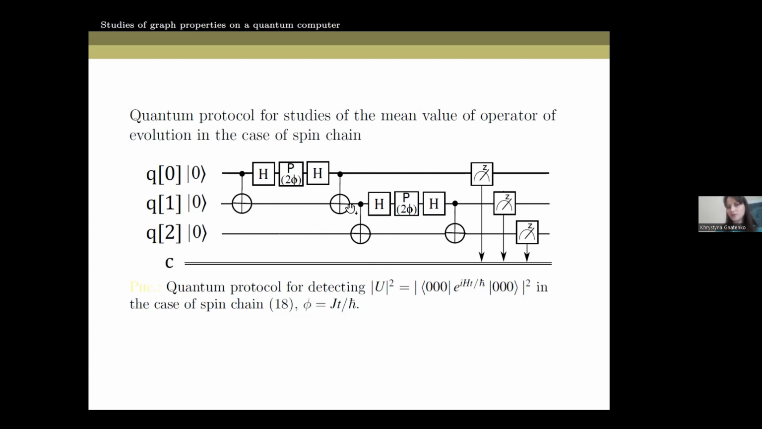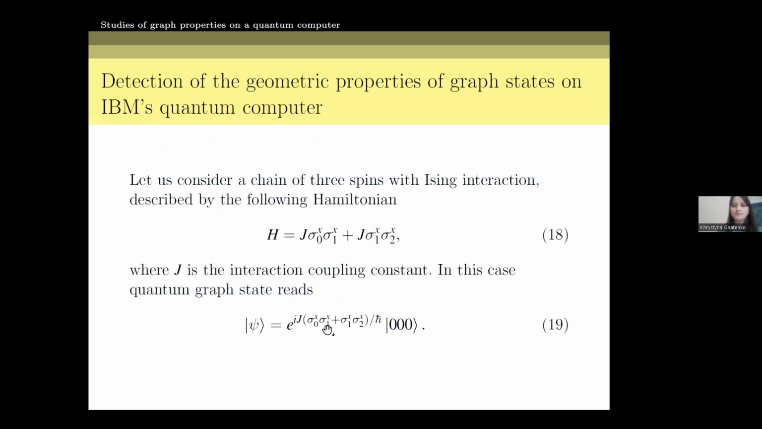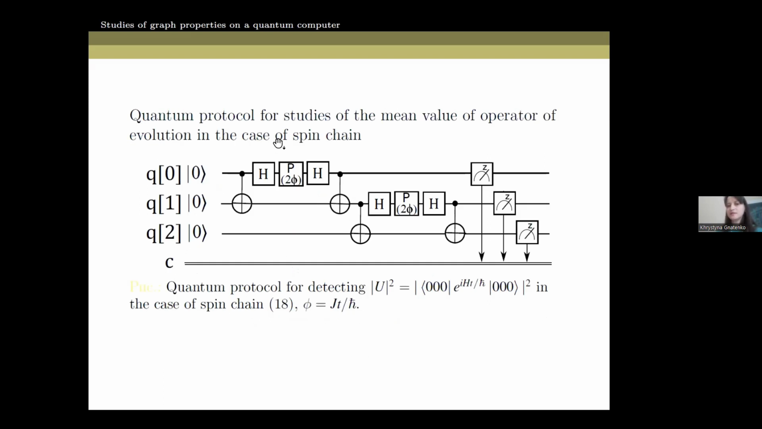So this part of the quantum protocol corresponds to this exponent in the power sigma x0, sigma x1. So we have interaction between the spins. And this operator can be realized with the help of a controlled NOT operator, Hadamard gate, phase shift gate, also Hadamard gate, and controlled NOT operator.